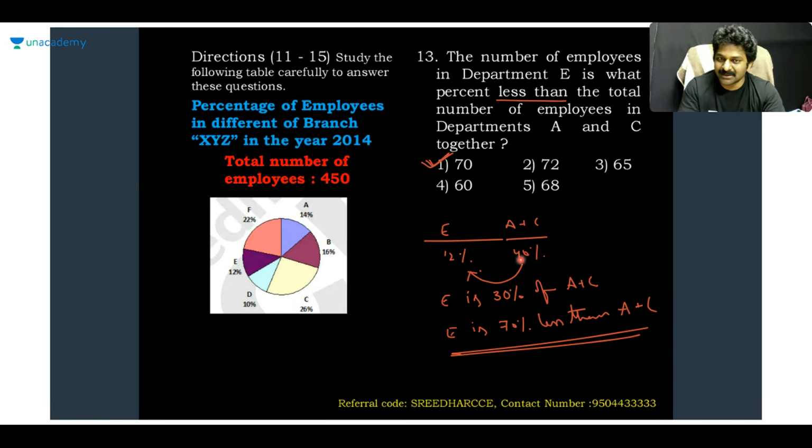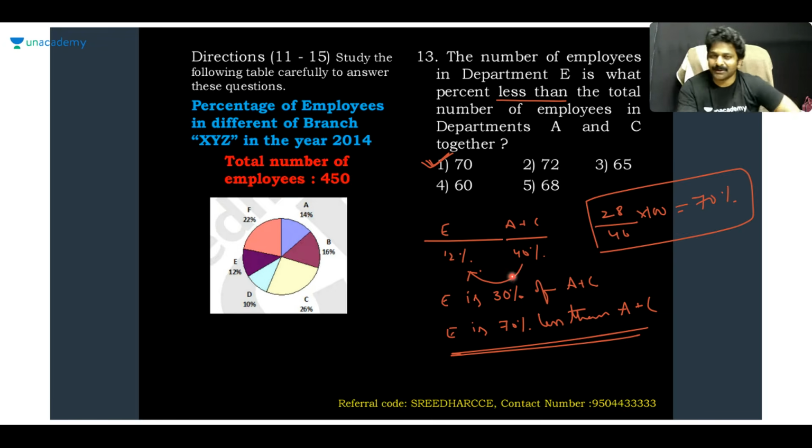Basically 12 is how much less than 40? 28. 28 less from where? 28 by 40 into 100, which is equal to 70%. Instead of this, after looking at 12 with respect to 40, easily we can calculate 30%. If E is 30% of A and C, then E will be 70% less. If your salary is 40% of my salary, then what percentage less is it?